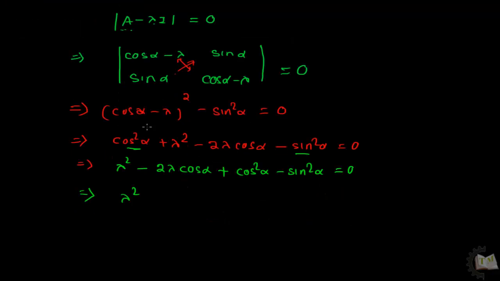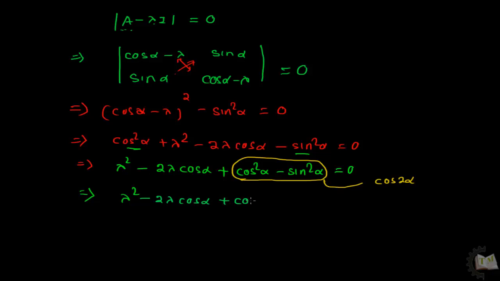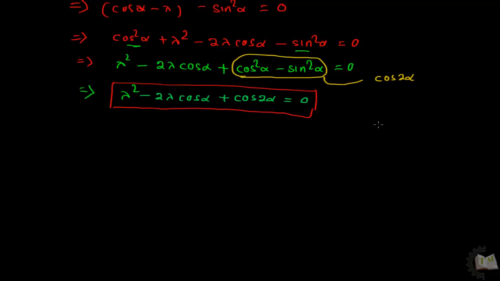Okay, so come to this point, cos square alpha minus sin square alpha. You have to remember some trigonometry identity whose value will be cos 2 alpha. So write it down: lambda square minus 2 lambda cos alpha plus cos 2 alpha equal to 0, and this is the quadratic equation. So we have to find the value of lambda by using the quadratic formula.